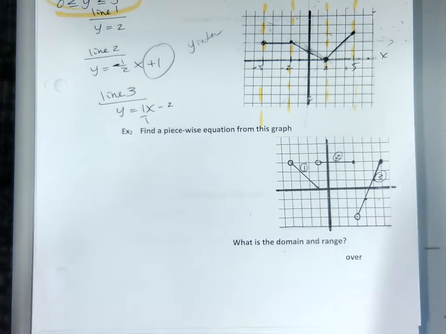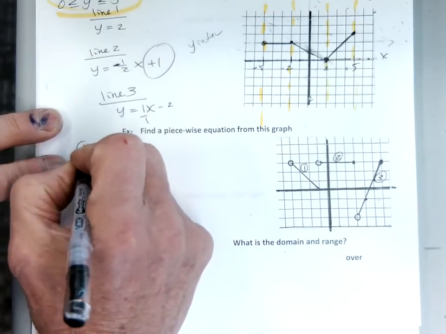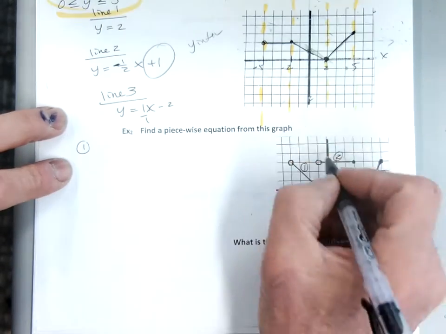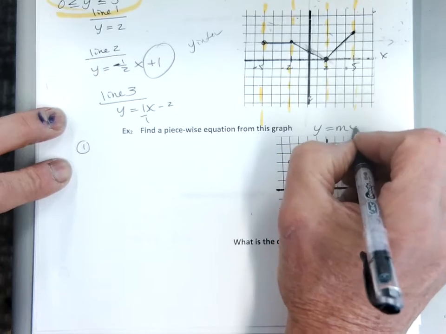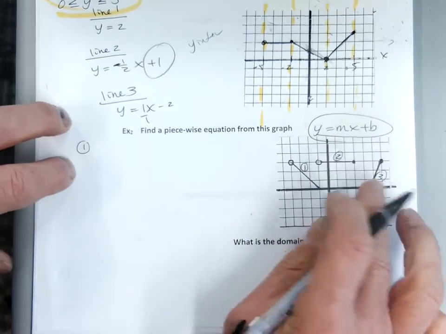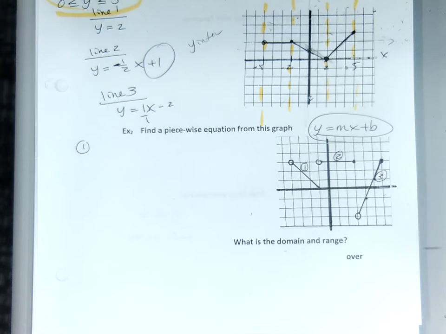And let's take a look at line 1. Line 1, so I'm going to put up here y equals mx plus b. I'm going to use that equation, right? Because anytime it's a slanted line it is going to have a slope, and it will have a y-intercept. But here's the deal. The y-intercept has been erased, but we still need it for the equation, okay?